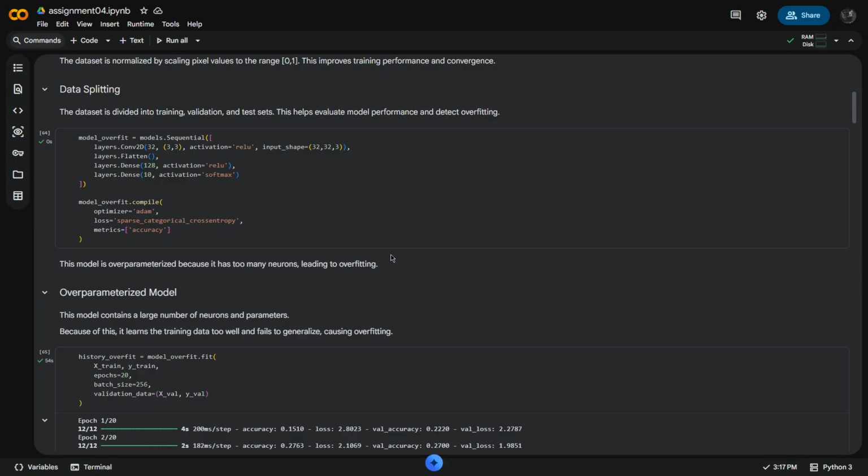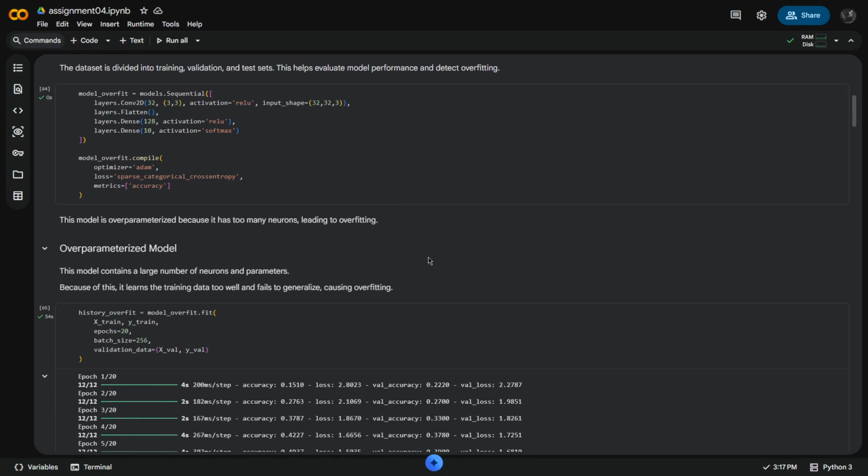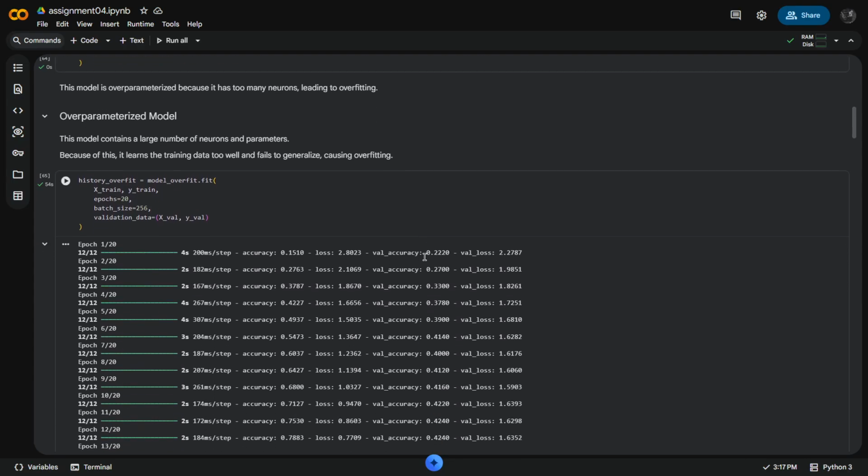So the data is normalized by dividing pixel values. This improves training stability and performance. The dataset is split into training, validation, and test sets. This helps evaluate performance and detect overfitting.